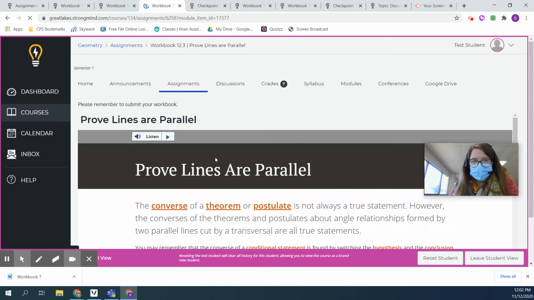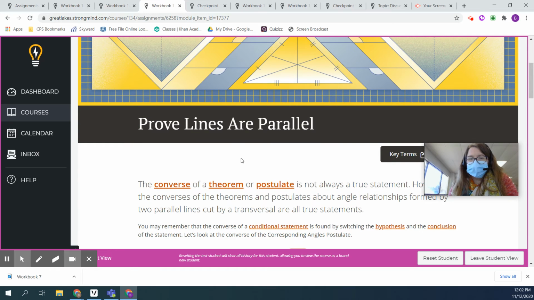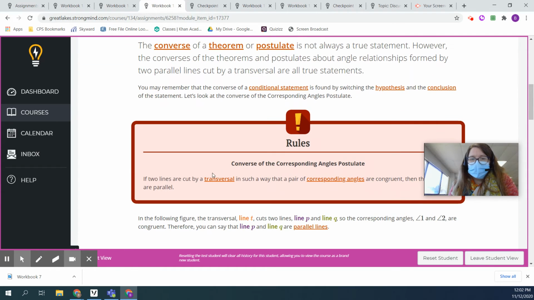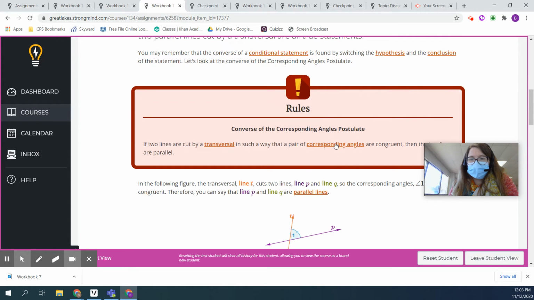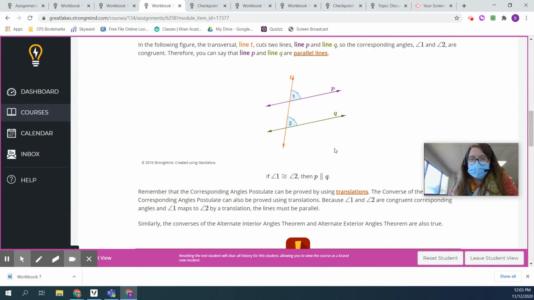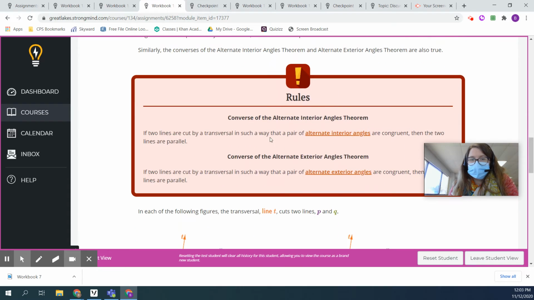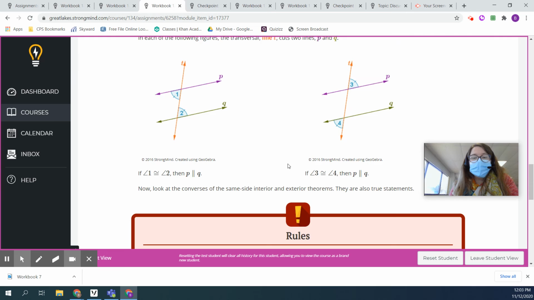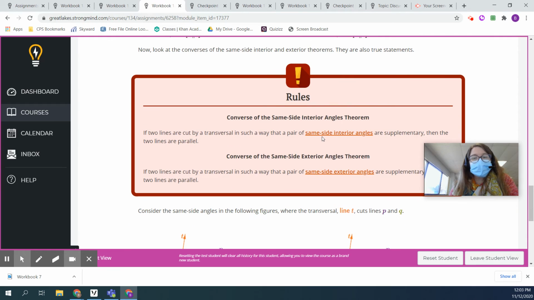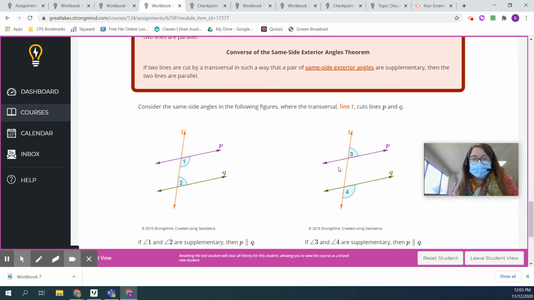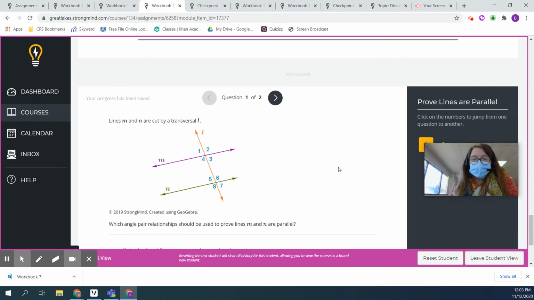Okay, 12.3 is on proving lines are parallel. So basically what it's saying is that if corresponding angles are congruent, the lines are parallel. The next one says if the alternate interior angles are congruent, then the lines are parallel. If alternate exterior angles are congruent, the lines are parallel. If same side interior angles or same side exterior angles are supplementary, then the lines are parallel. So that's what it's doing.